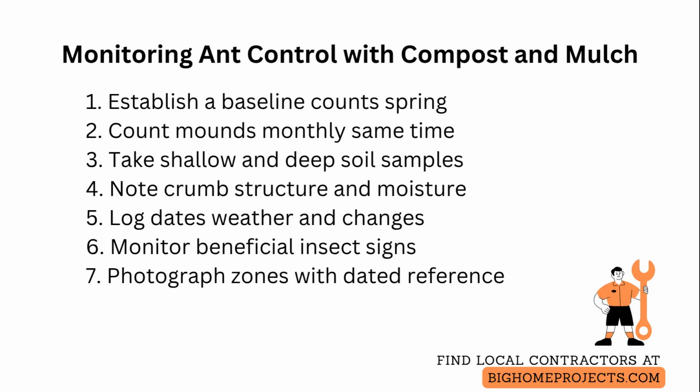For soil monitoring, take small composite samples from the top 2 inches and from 6 inches down and note changes in crumb structure and moisture retention. A well-amended soil will clump less and hold moisture more evenly.